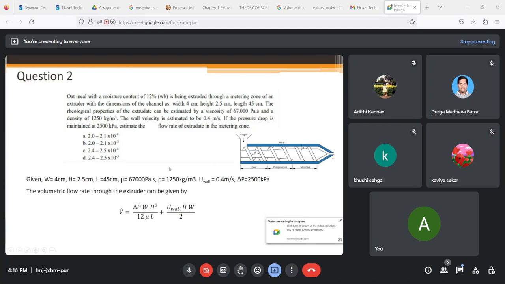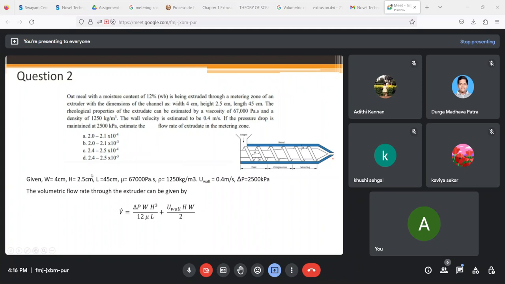So generally, if wall velocity is not given, you assume this term to be 0, and this is how you calculate the volumetric flow rate. But if the wall velocity is given, this is the formula that you use. So U wall is the wall velocity, H and W are the height and the width of the extruder. Using this formula, we will calculate the volumetric flow rate of the extrudate coming out from the metering zone. So this is a direct substitution formula again.